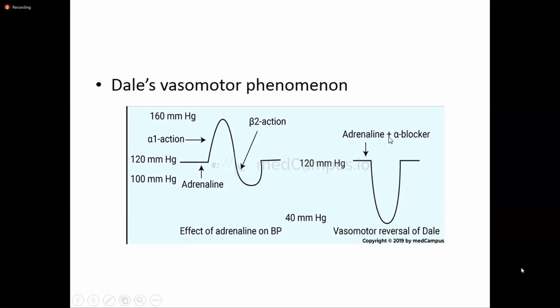So with this vasomotor phenomenon, when you give adrenaline, the biphasic response of adrenaline on blood pressure is seen, followed by the administration of alpha blockers. The alpha blocker, which blocks the vasoconstriction, is given, and then you give adrenaline. Since the alpha receptors have been blocked, adrenaline could not act on the alpha receptors. Now only the beta 2 effect is seen on blood pressure. That means it will now only cause the vasodilatation, decrease in total vascular resistance, and decrease in BP. And this is known as Dale's vasomotor phenomenon.